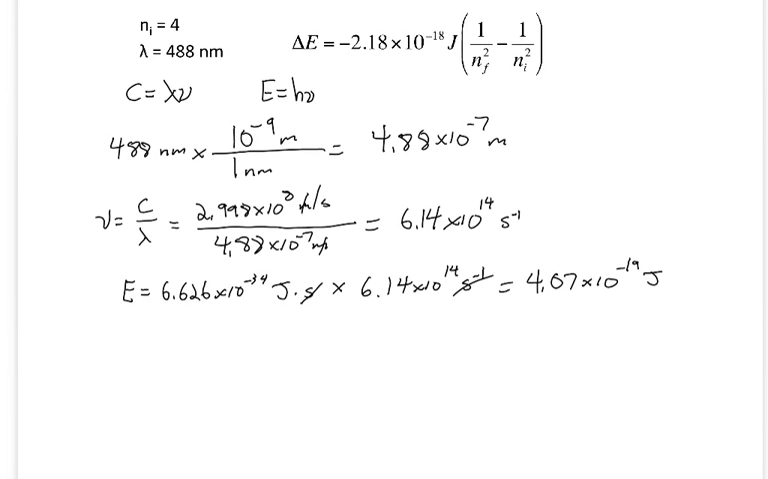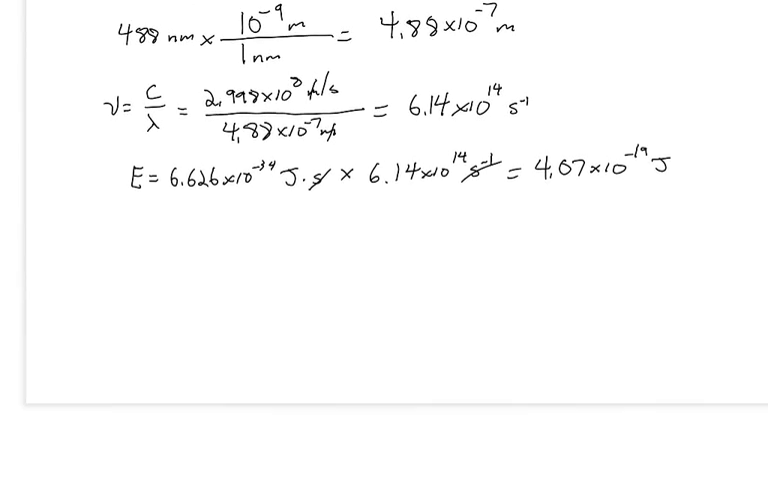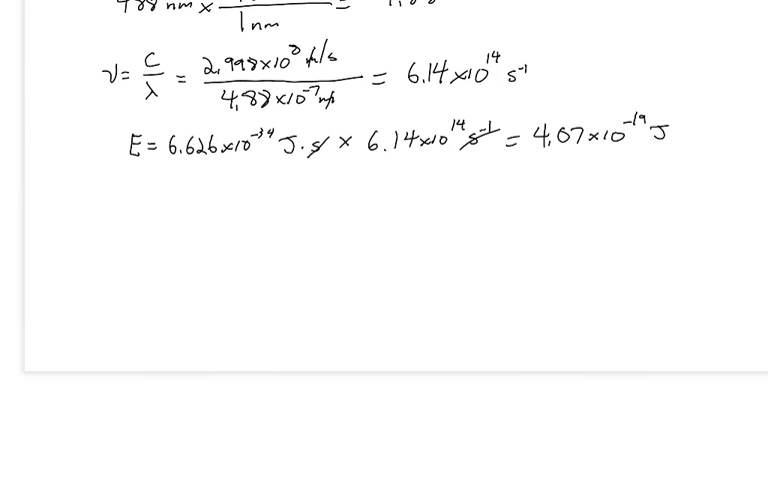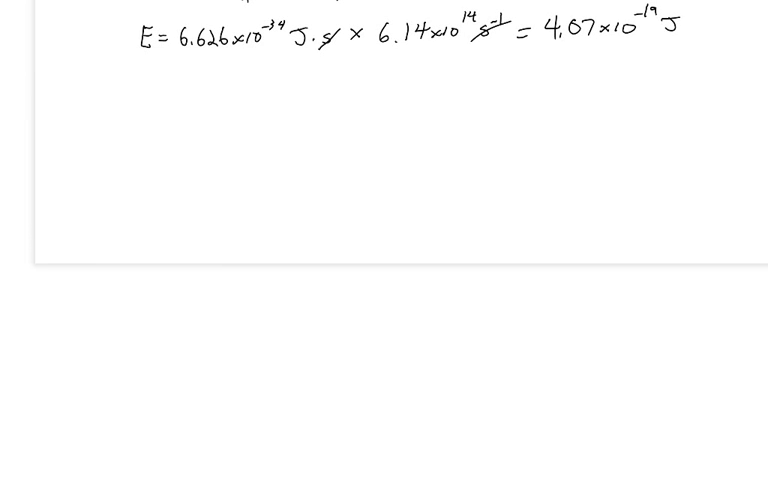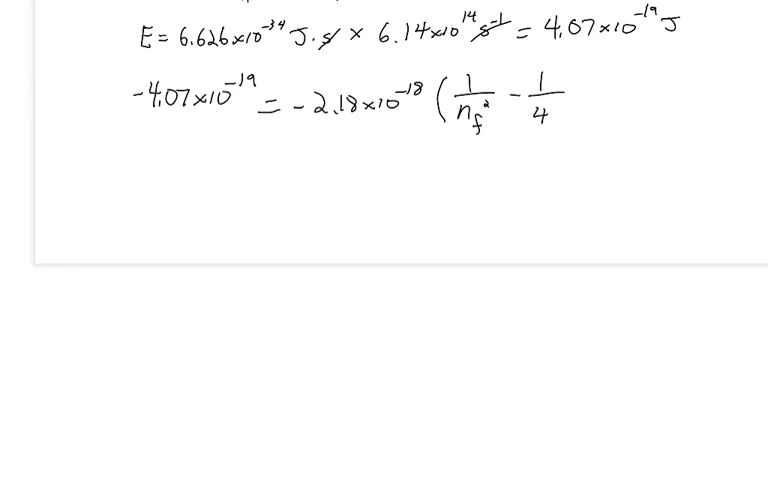Okay, so the energy of my photon is going to tell me what the change in energy of my electron is. Now, because this photon was being emitted, I need to make this negative when I plug it in for delta E up here. So let me scroll down a little bit, and we'll go ahead and plug those values into the equation. So I've got the negative of the photon energy is equal to negative 2.18 times 10 to the minus 18 joules times 1 over nf squared minus 1 over ni squared, which is 4 squared.